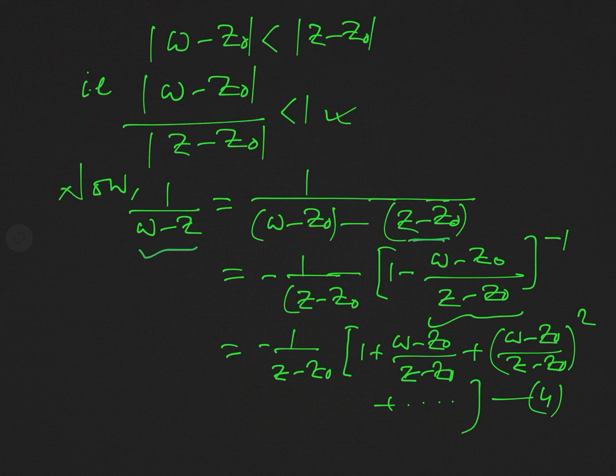And if we take it in the numerator, the power will be minus 1. Again, we expand this by using the formula of binomial expansion, 1 minus x to the power minus 1, which is actually 1 plus x plus x square and so on. So this is minus 1 over z minus z naught into 1 plus w minus z naught by z minus z naught plus w minus z naught by z minus z naught whole square, and so on.